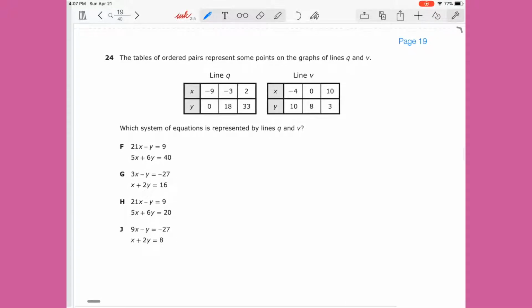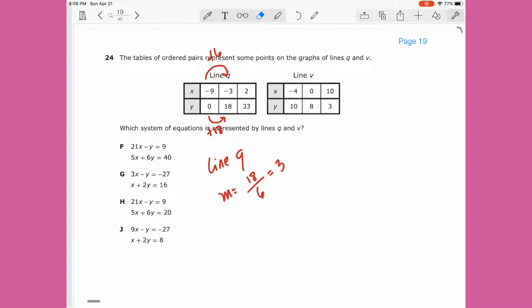And so I'm going to write my equation for line Q. Line Q, my slope, my m, is going to be equal to, well, when I go from 0 to 18, I'm adding 18. So that's going to be 18 over. And when I go from -9 to -3, I'm adding 6. Yeah, I'm adding 6 here. So that's going to be 18 divided by 6. That will give me a slope of +3.